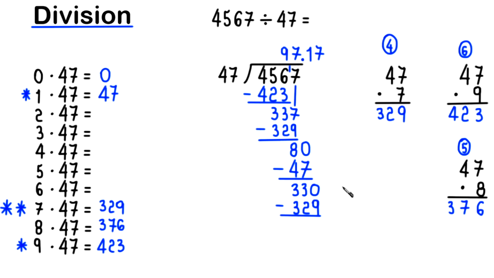You will say that this subtraction is easy. 330 minus 329 equals 1. I could continue this division, but I am satisfied with the result that I have. This is not the exact quotient, but it is a good approximation. For instance, if you want to divide $4,567 equally among 47 people, each person would receive $97.17, but there would be 1 cent left over.